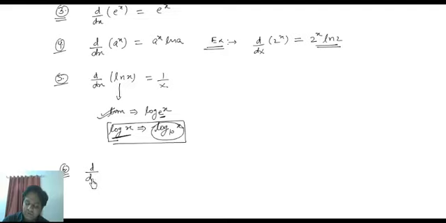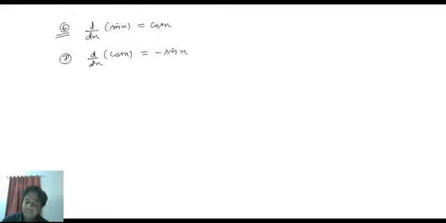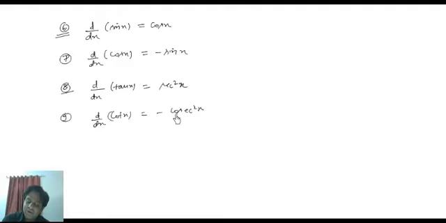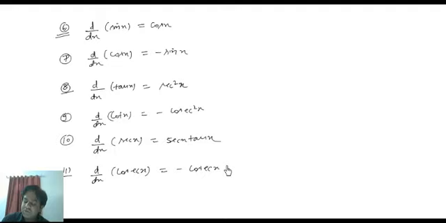Sixth differentiation would be d by dx of sin x is equal to cos x. d by dx of cos x is equal to minus sin x. d by dx of tan x is sec square x. d by dx of cot x is minus cosec square x. d by dx of sec x is equal to sec x tan x. d by dx of cosec x is equal to minus cosec x cot x.